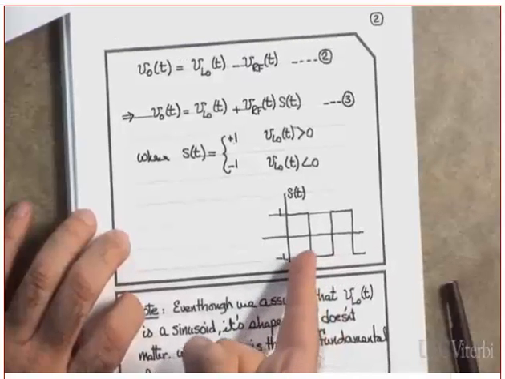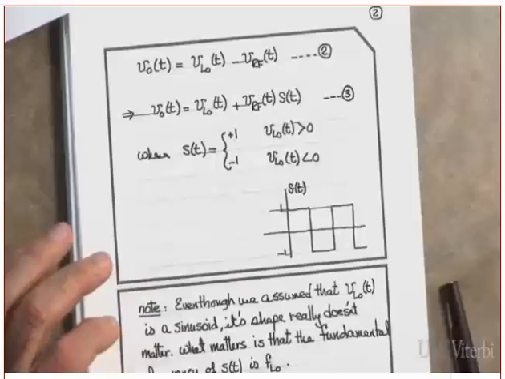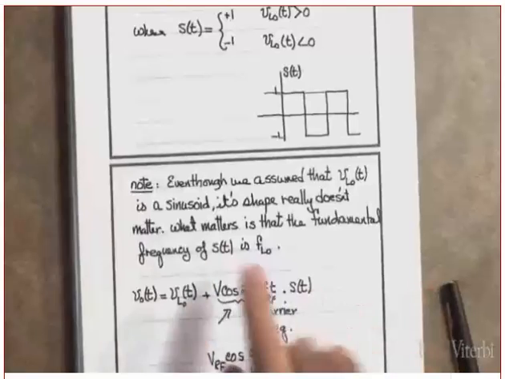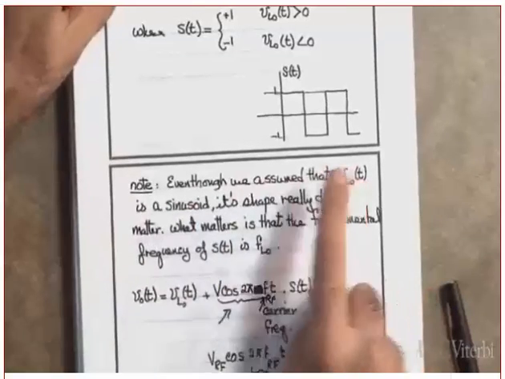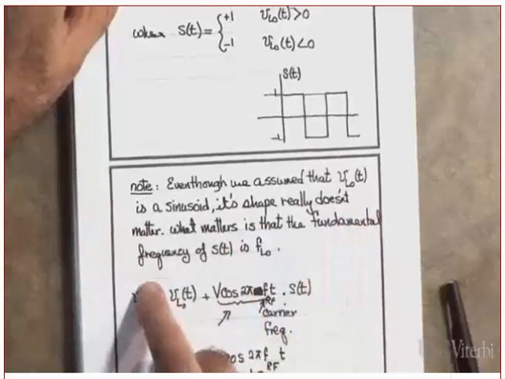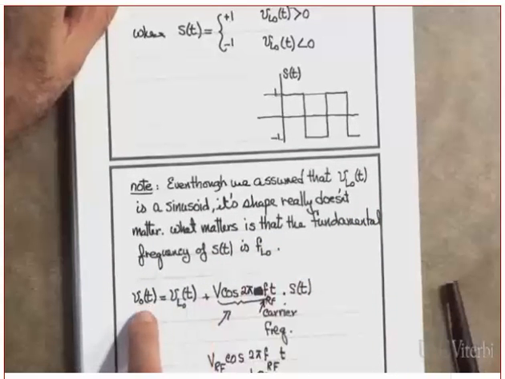Question. What is the period of this guy? The period of this guy is the same as the period of the LO. Yes or no? Now, again, assuming VLO is a sinusoid, its shape really doesn't matter. What matters is that the fundamental frequency of S(t) is the same as the LO.